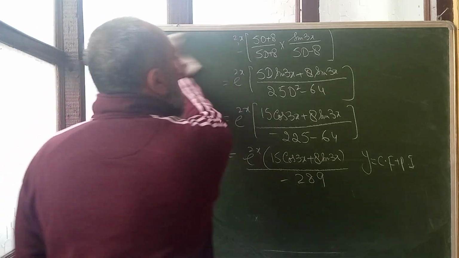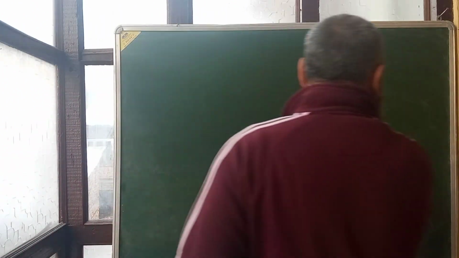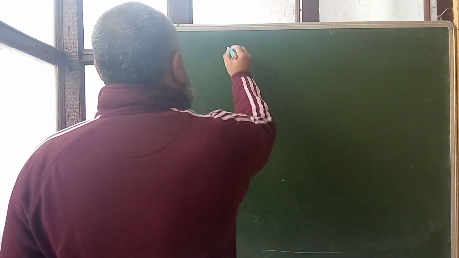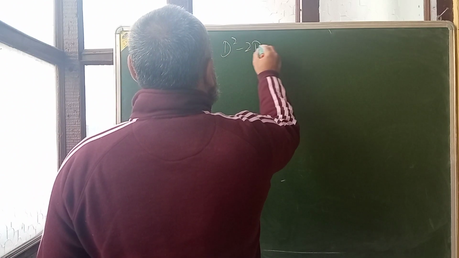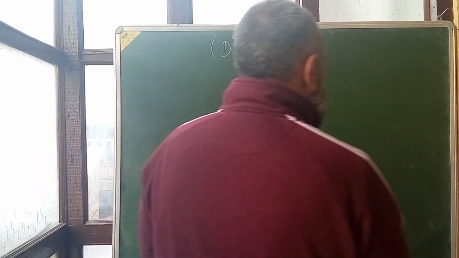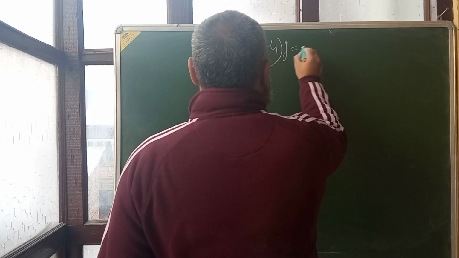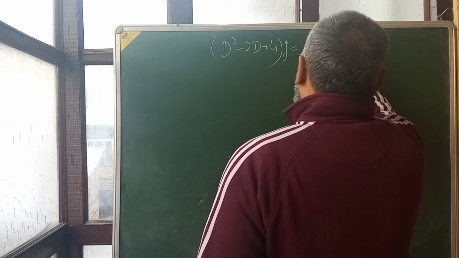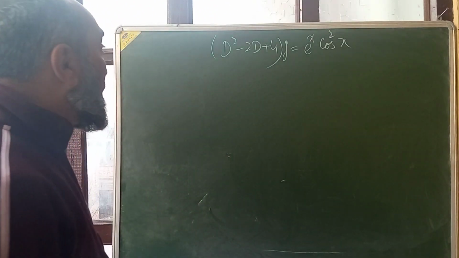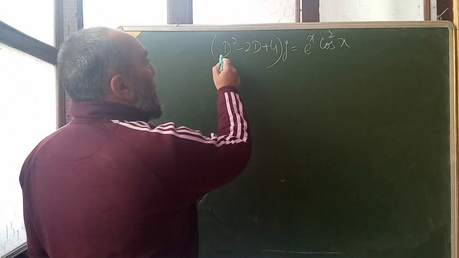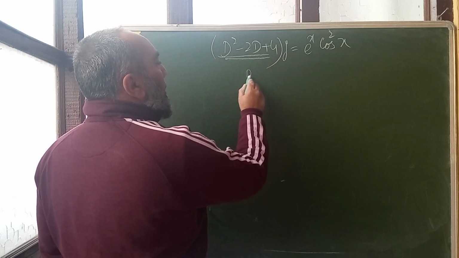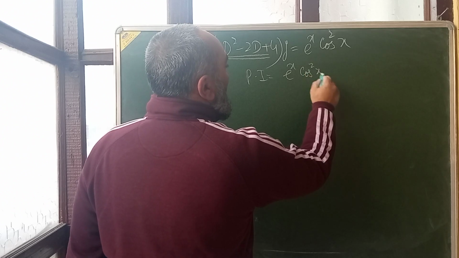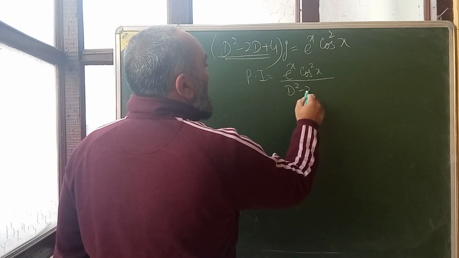Now let me take one more question. D square minus 2D plus 4 operating on y equals e raised power x cos square x. Now the auxiliary equation, you will do it yourself. I will show the particular integral: e raised power x cos square x upon D square minus 2D plus 4.